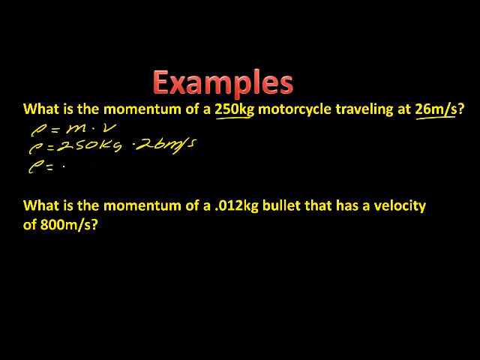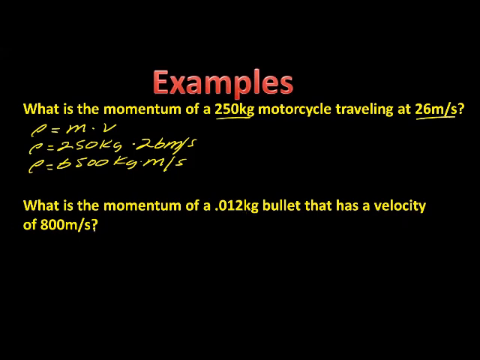So the momentum of this motorcycle, when we work this out, works out to 6,500, and the unit, since nothing factors out here, is simply kilogram meters per second. And I might note here that this is not a kilogram meter per second squared, so it's not that force unit. It's not a newton. It's just kilogram meters per second. It's mass times velocity.